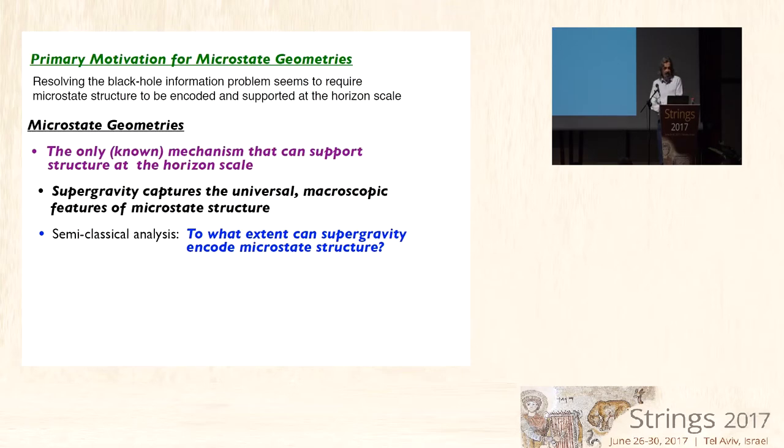Now, just a very quick, broad motivation of why we're doing this. First of all, there's a growing belief that resolving the black hole information problem seems to require microstate structure to be encoded and supported at the horizon scale. And if you want to have a theory of gravity there, microstate geometries provide the only known mechanism that can do that at present. Supergravity, I believe, also is very important for another reason. If you think you've got microstate structure encoded at the horizon, and you want to find some larger scale coherent effect of it, suppose you want to think about maybe it has some effect on LIGO or some accretion disk, then the place you should look is in supergravity, or at least in gravity, and try and find those coherent things there. And then the last question, which is what I'm going to focus a bit more on today, is to what extent can you semi-classically encode microstate structure?